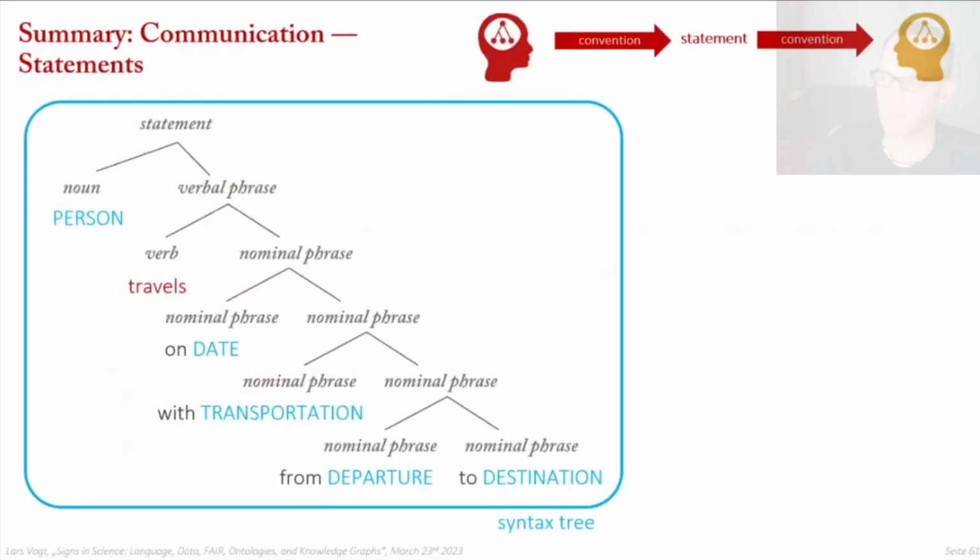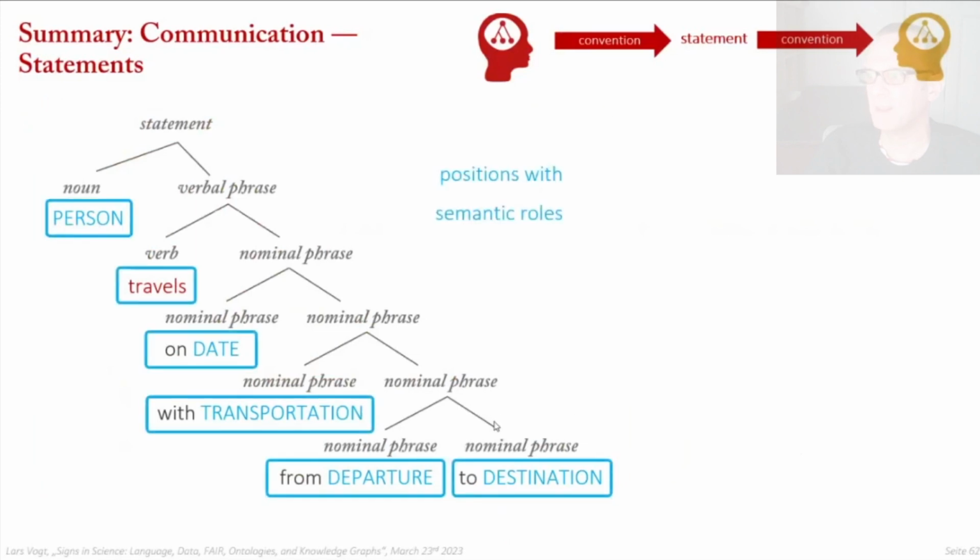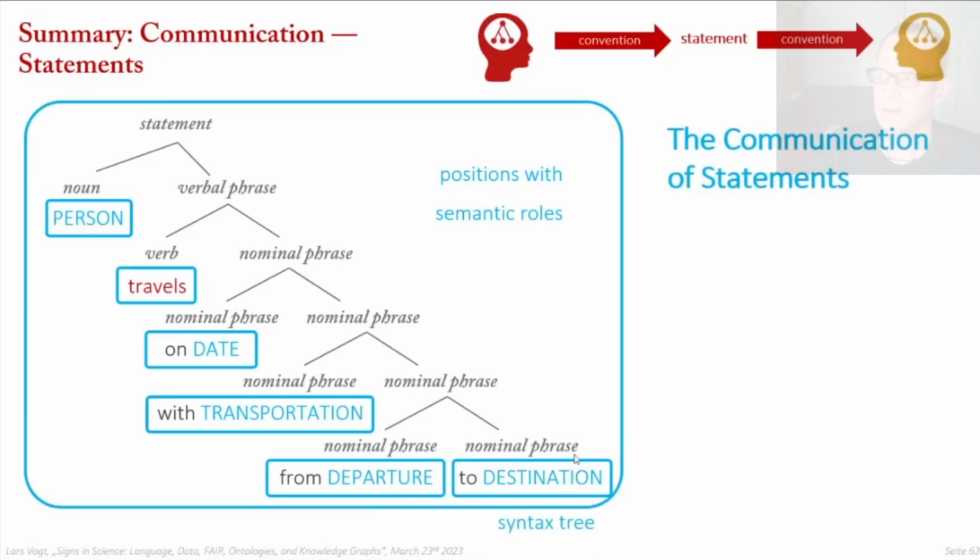So the summary here would be, we have syntax trees. Syntax trees provide a structure with positions, designated positions. Each position has its associated semantic role, and together they provide meaning to a statement. And this knowledge about the syntax tree, the positions with the semantic roles, is a requirement for being able to communicate statements.